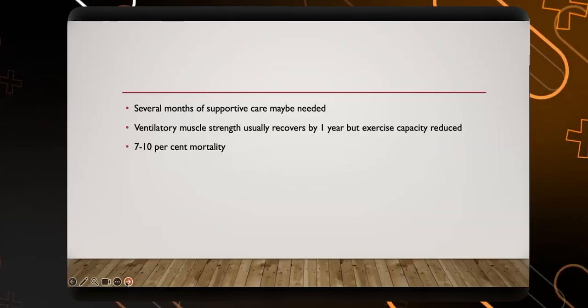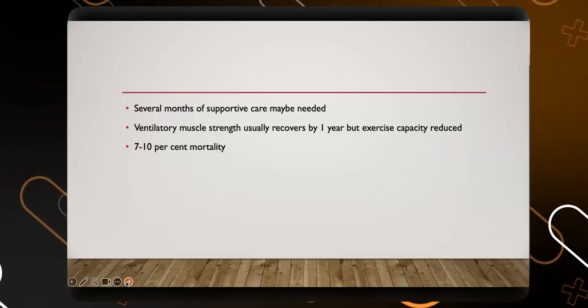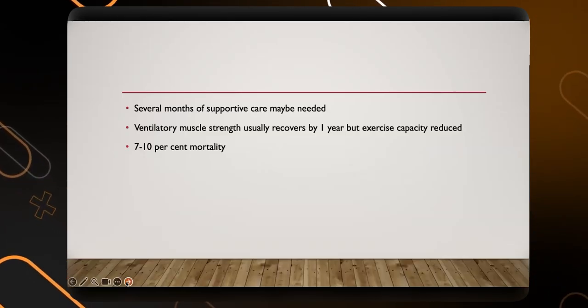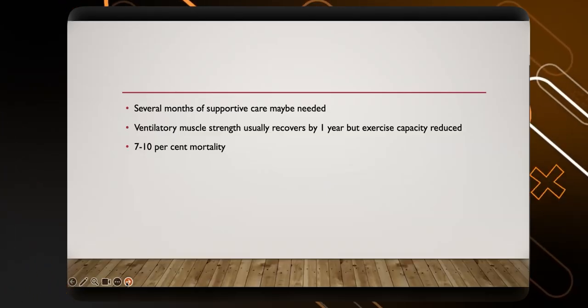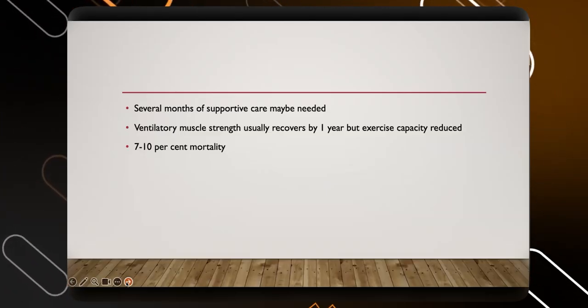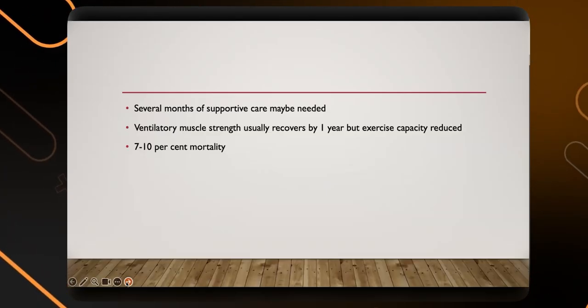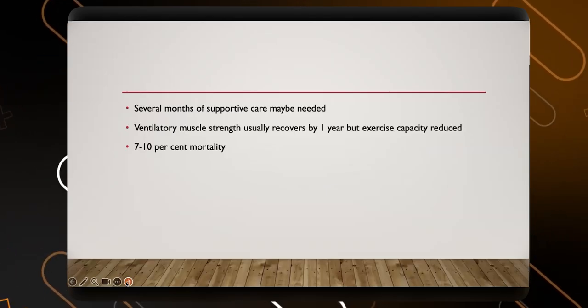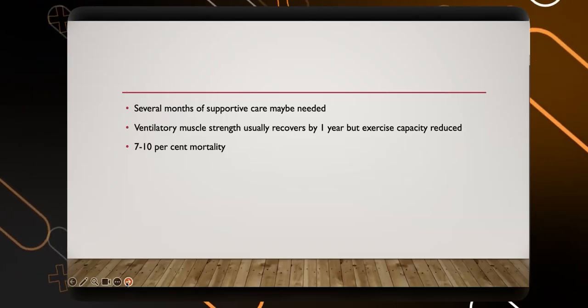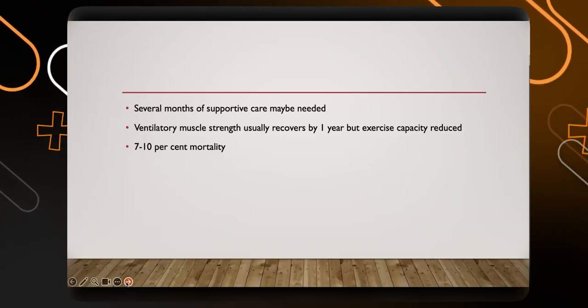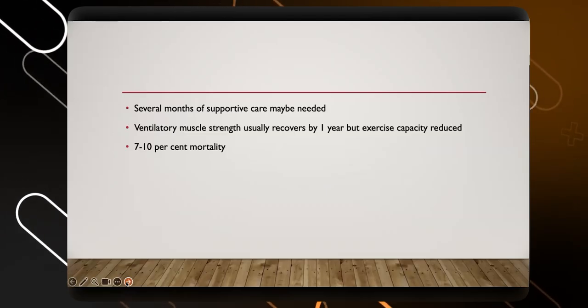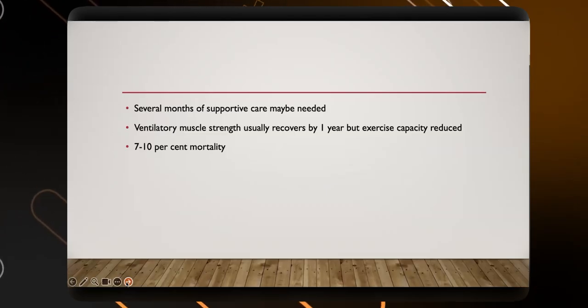Like I said, they may end up living in the ICU for weeks or months. So several months of supportive care may be needed. Ventilatory muscle strength usually recovers by 1 year, but the exercise capacity may be reduced later on as well. The mortality remains at 7 to 10%.